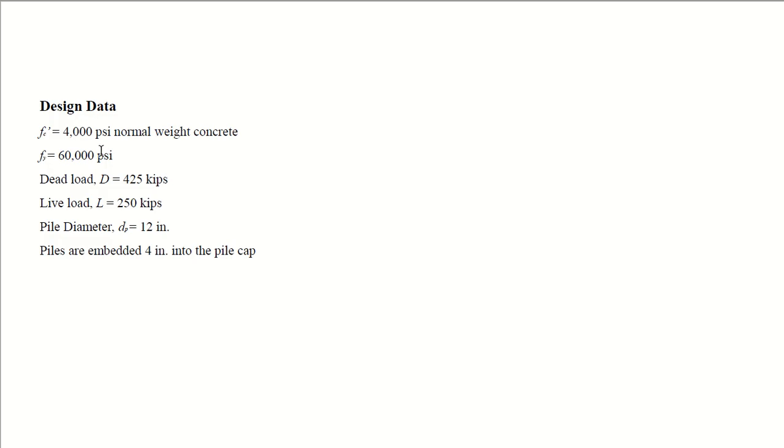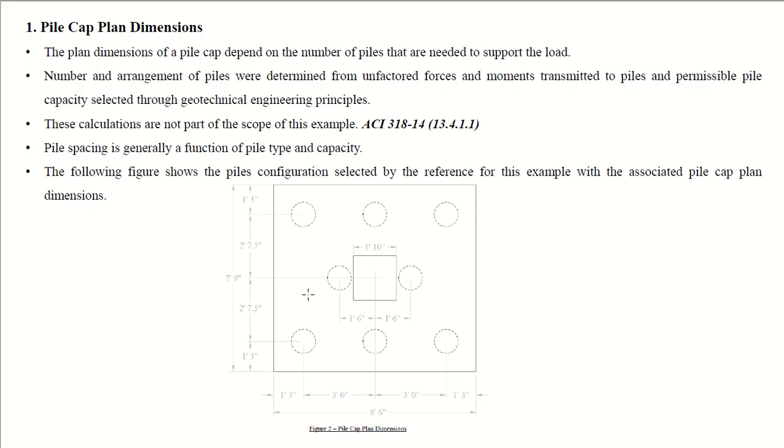Okay, this is the design data. We already saw this in this statement, and these are the dimensions. You can clearly see from this figure. Okay, the plan dimensions of a pile cap depend on the number of piles, number one, that how many piles are you providing that are needed to support the load. Okay, number and arrangement of piles were determined from unfactored forces and moments transmitted to piles and permissible pile capacity selected through geotechnical engineering principles. So at this point, these things are already determined. These calculations are not part of the scope of this example.